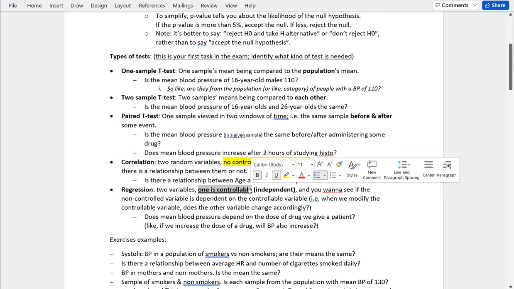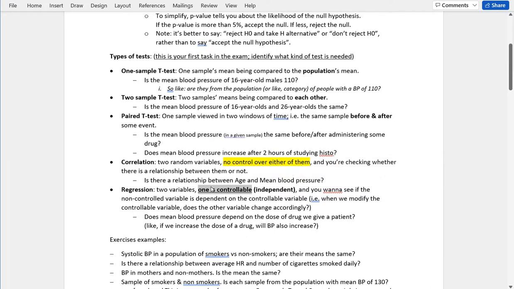So for example, the dosage of a drug versus how long a person sleeps after being given that drug, like sleeping pills, okay? You want to see whether, by increasing the dose of the sleeping pills given to the patient, they are going to sleep for longer or not. So you're trying to find out, is there a regression relationship between these two variables or not?